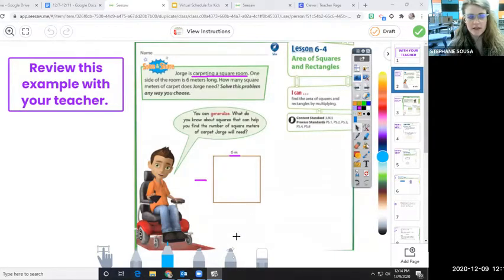Good. It is also 6. Squares have the same size, shape on every side, the same size side on each side of the shape. Very good. So we have an equation here that we can work out.